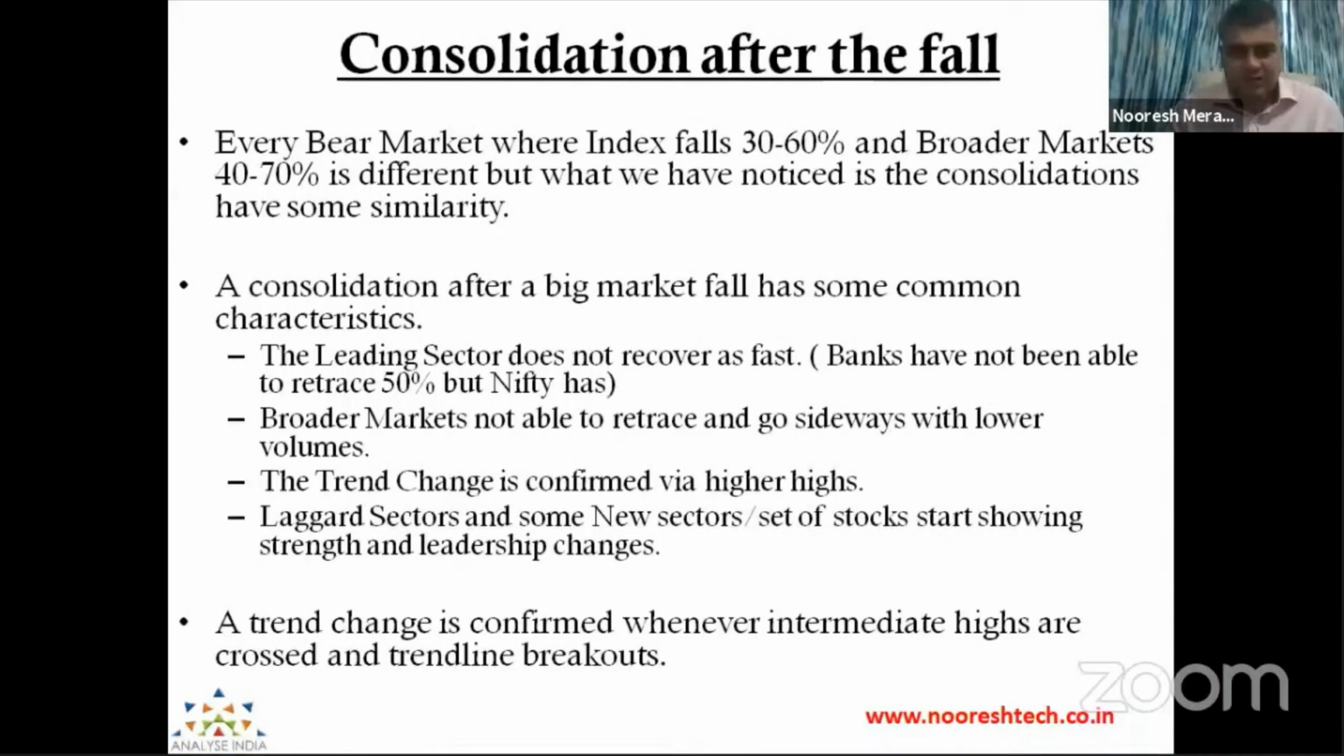So the first part of bear market is where the index falls by 30 to 60% and the broader markets fall by 40 to 70%. And every bear market fall is very different. But what we have noticed is consolidations are very similar. So the first few observations which have been very similar across various cycles has been that in the consolidation, the leading sector does not recover as fast.